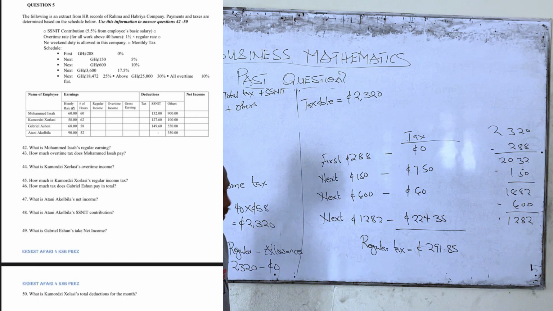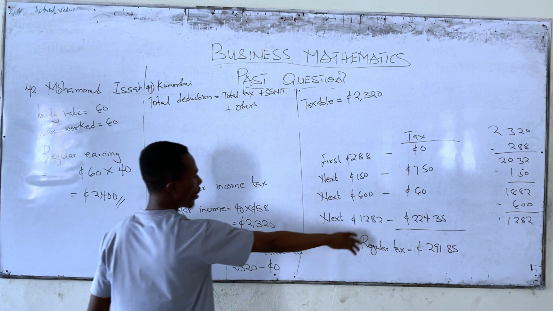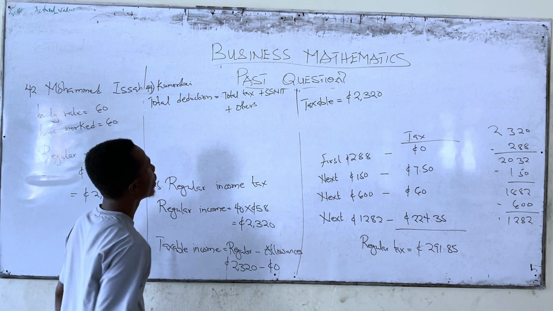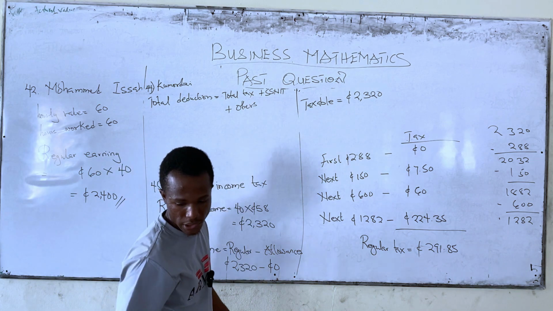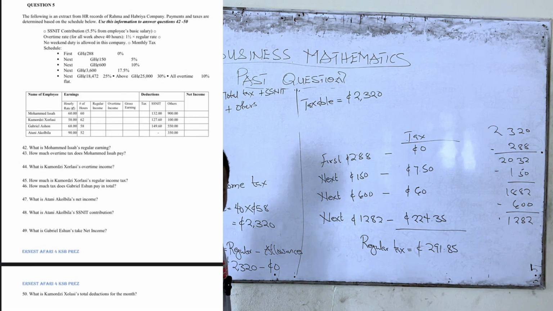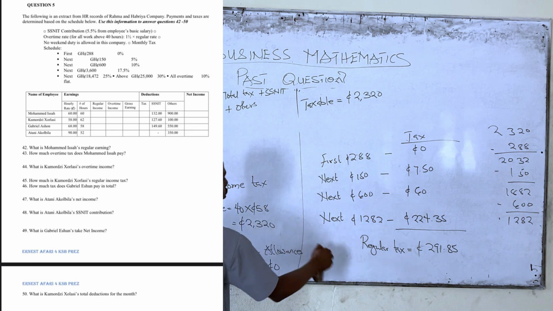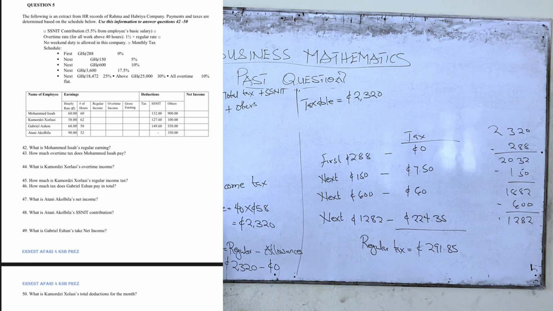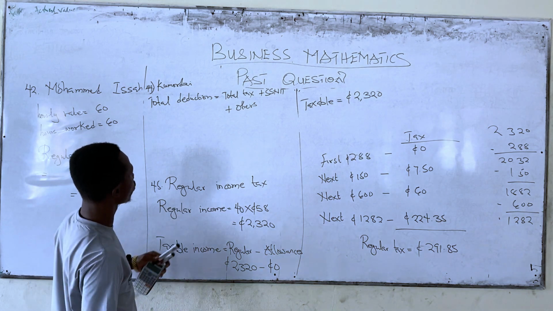I've claimed the overtime income, but I'll calculate it again to calculate the overtime tax. So since we have the regular tax, we have the net in the question already. For him, we have the others. So all that we need is the total tax. And the total tax is the regular tax plus overtime tax.